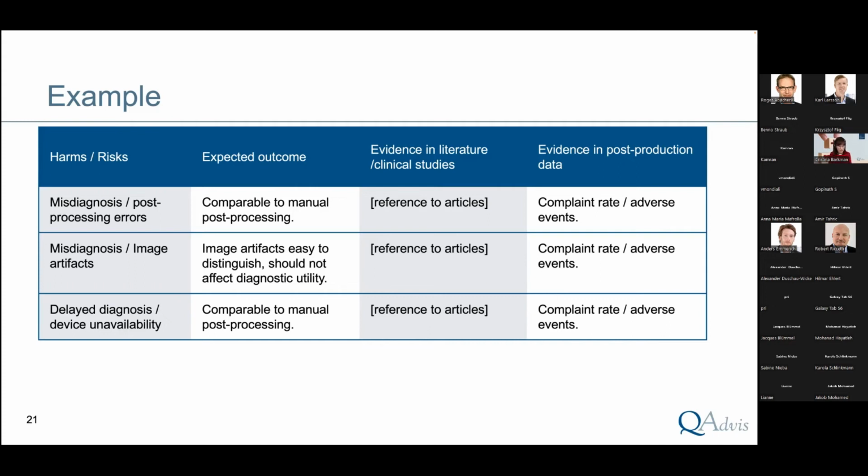Misdiagnosis due to image artifacts, you would do the same, and you see, if we put the expected outcome there, that the artifact should be easy to distinguish, not affect diagnostic utility, the analysis will be easier. You know what you should look into. And the third example is delayed diagnosis, due to device unavailability. And then you go back to manual post-processing again. So this is a way of doing the analysis.